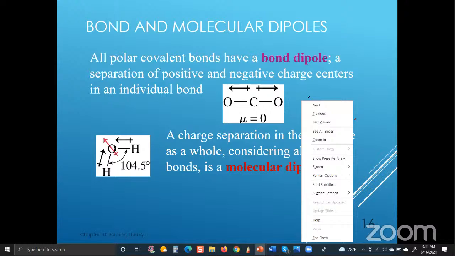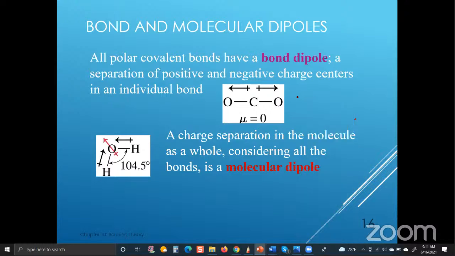So carbon dioxide is non-polar because the total dipole moment is 0, and that's because the dipole here and the dipole here are equal in magnitude and they're linearly opposed, and therefore they will cancel out each other. So that's what happens in the case of carbon dioxide.